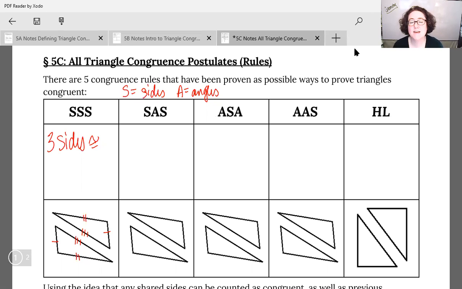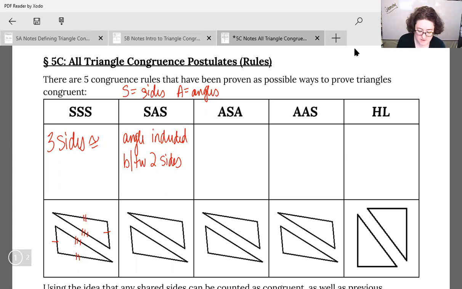SAS stands for side, angle, side, and it's exactly in the order that the abbreviation gives you. We have the abbreviation SAS with the A in the middle, so this means we're going to have the angle included between two sides. One version of this might look like we have two sides congruent, so let's use the left side and the bottom side, or the right side and the top side. And then we're looking for the angle in the middle, in other words, the angle that touches both of those sides. So that would be this one in the bottom triangle and this one in the top triangle.